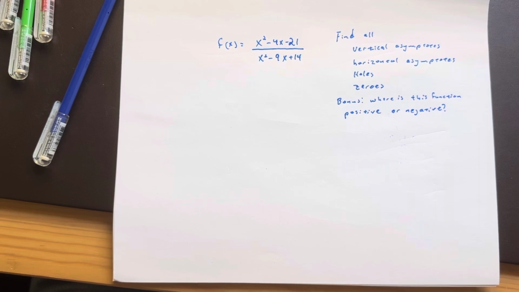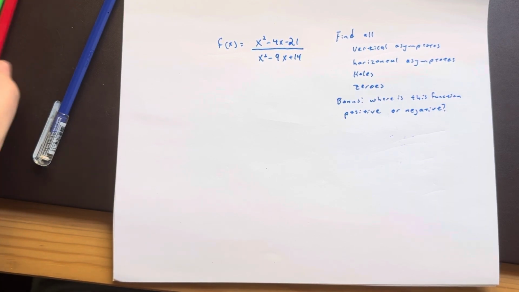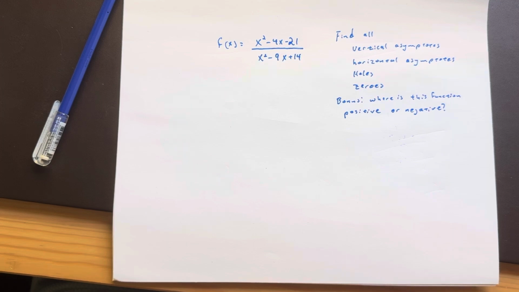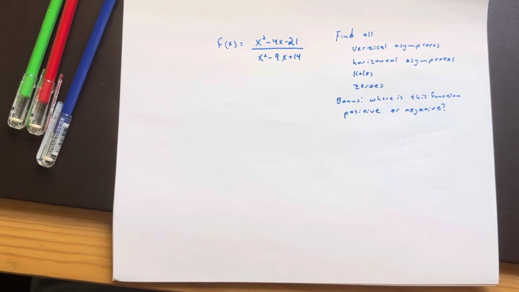We've been talking about them for a few weeks, and all of a sudden you're walking down the street and you see this thing: f of x equals x squared minus 4x minus 21 over x squared minus 9x plus 14. Now we've got some questions, right? Let's find the vertical asymptotes. Let's find the horizontal asymptotes, the holes, the zeros, and all that.